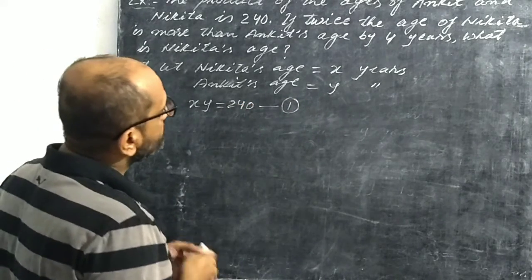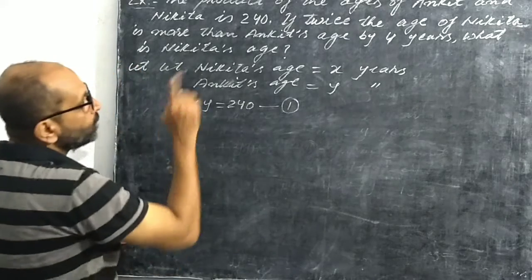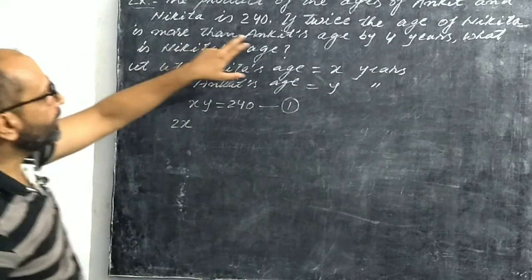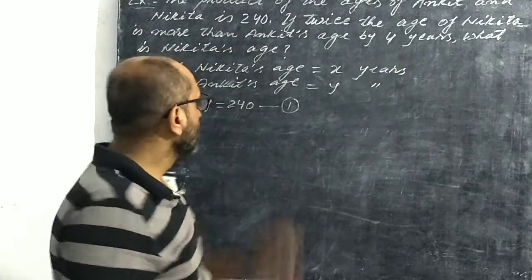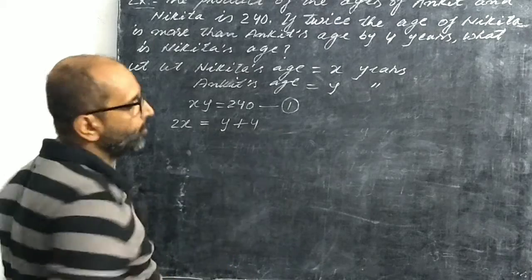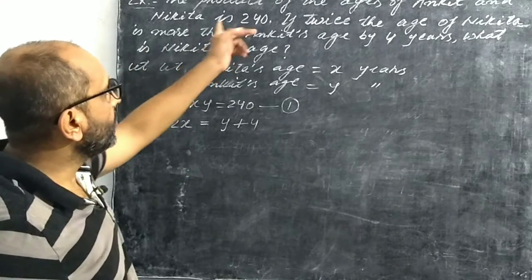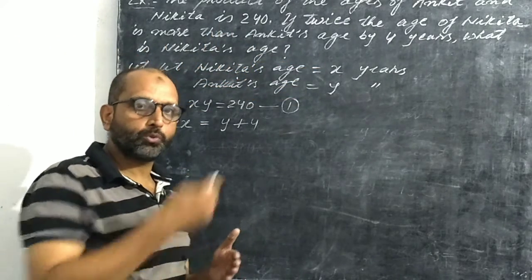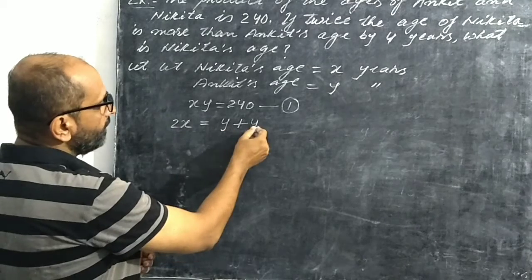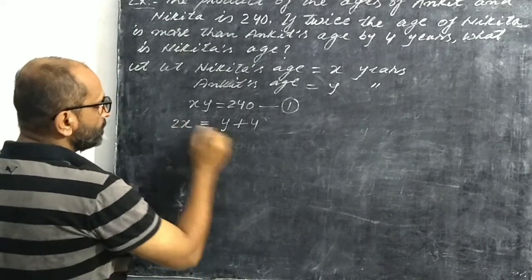And the second condition is, if twice the age of Nikita, what is Nikita's age? Nikita's age is x. So twice of Nikita's age, that is 2x, is more than Ankit's age by 4 years, that is equal to Ankit's age, y plus 4. What does it mean? If twice the age of Nikita, that is 2x, is more than Ankit's age by 4 years, that means if we add 4 to Ankit's age, we get twice of Nikita's age. So Ankit's age is y and we have added 4, and that is equal to twice of Nikita's age. So this is our second equation.